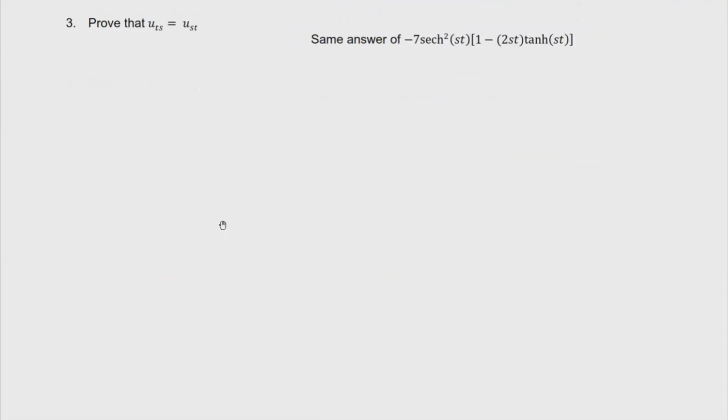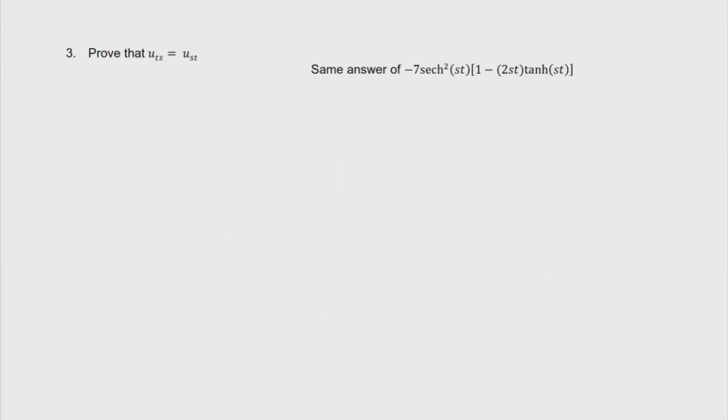example for higher order partial derivatives. So what we need to do here is to prove that u sub t sub s is equal to u sub s sub t based on Clairaut's theorem. Because according to it, if you have this kind of expression, whenever the differentiating variable is just interchanged, you get the same result.